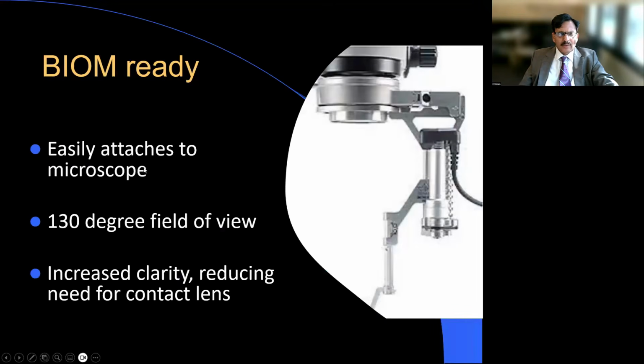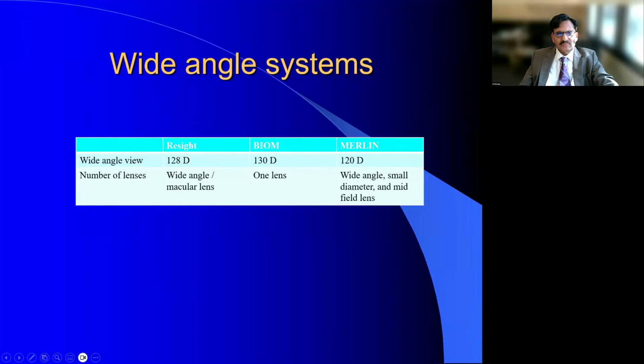And so as you can see here, the biome system easily attaches to the microscope, 130 degrees, increased clarity, reducing the need for a contact lens. So in comparison, resight is 128, biome has a 130 diopter lens, Merlin has 120. And in number of lenses, there are two of them. Biome has only one lens. They also now come with a disposable one, for those of you that can afford it, where you throw away the lens once you use it. And then the Merlin has a wide angle, small diameter, and midfield lens, three lenses.